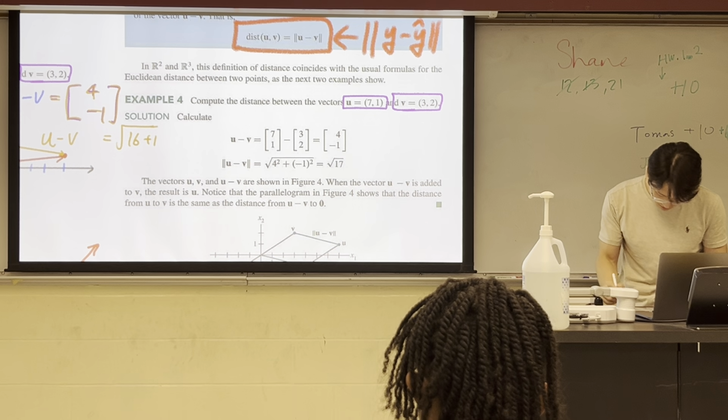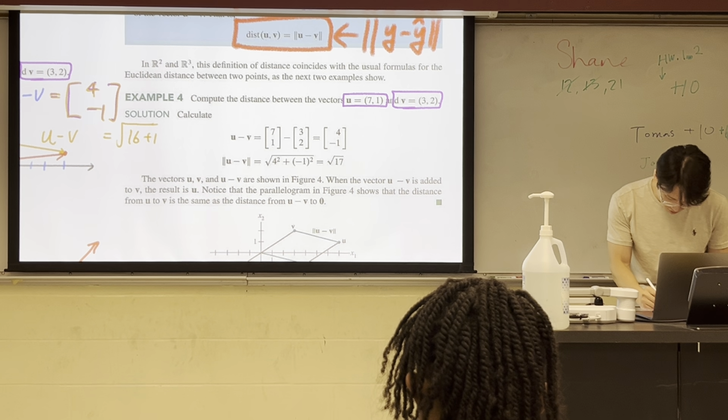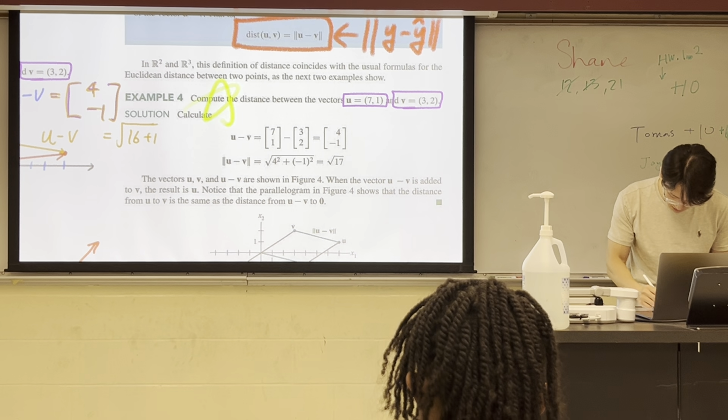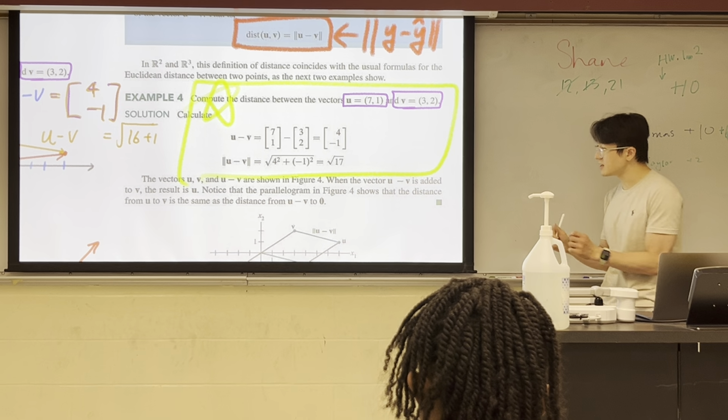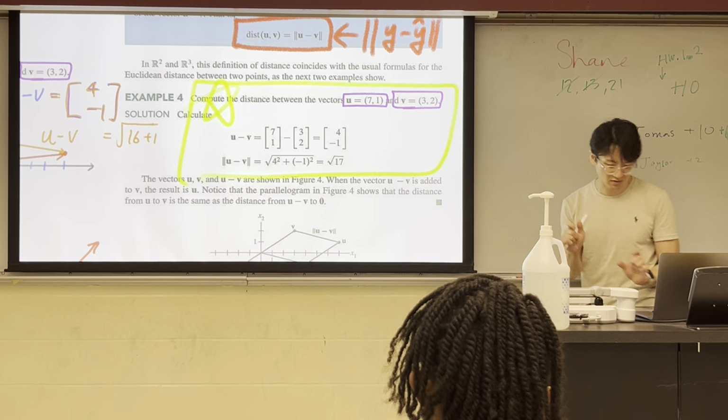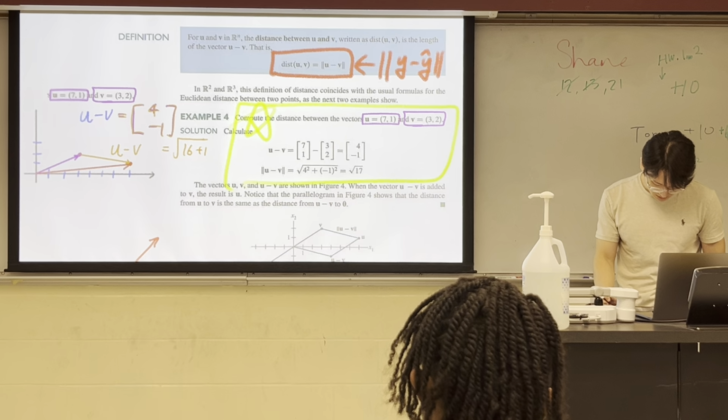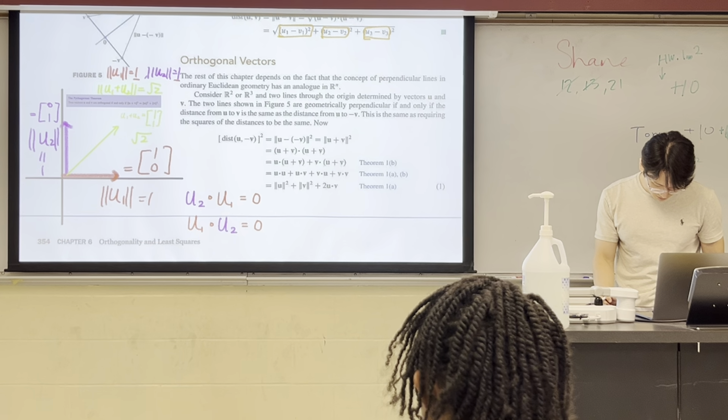This one is so simple. I mean, you have to know this concept. Otherwise, you cannot get the error. You cannot compute the error if you don't understand it. Orthogonal vectors.